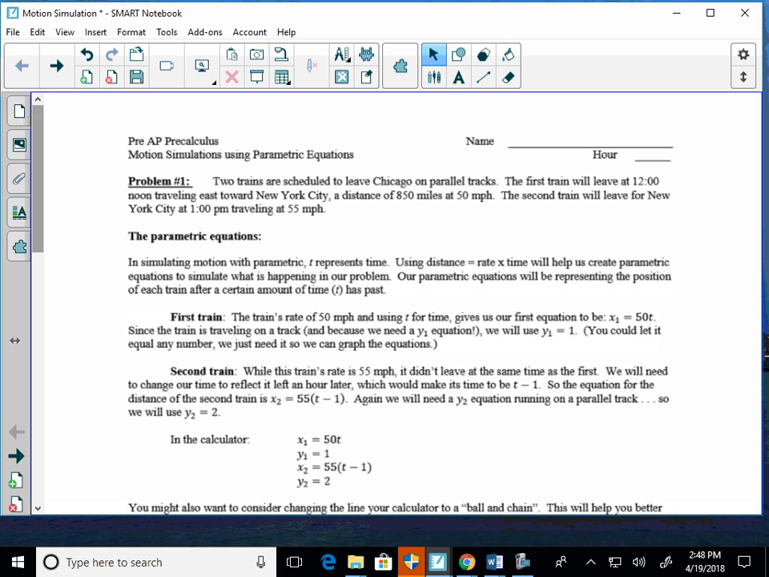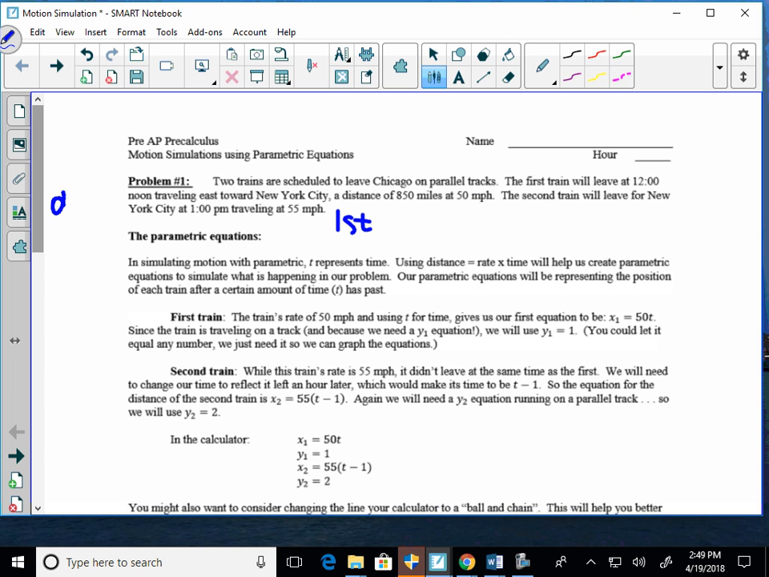Motion simulations. This is when I talked to you the other day about parametrics and how we could simulate real-life problems on it. This is what we're going to do today. So, problem number 1. This is a train problem. 2 trains are scheduled to leave Chicago on parallel tracks. The first train will leave at 12 noon, traveling east toward New York City, a distance of 850 miles at 50 miles per hour.